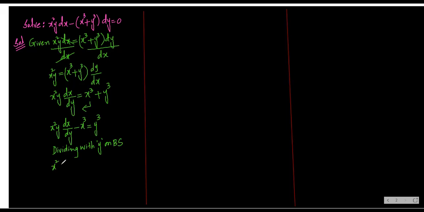x square dx by dy. If you divide with y, it will be like this now: 1 by y into x cube. Am I correct here? Yes, sir. Is equal to only the y square term is left here. Right? Any doubt? Assume this term as t. This term has to be taken as t.